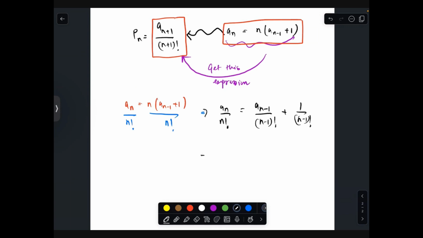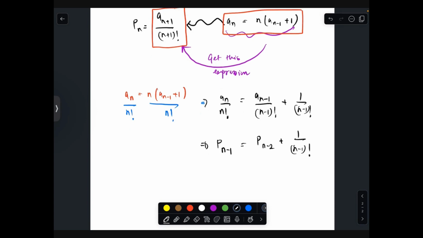This is interesting because you have that Pn minus 1 is nothing but Pn minus 2 plus 1 by n minus 1 factorial. All of you understood this? So we want to get this expression.